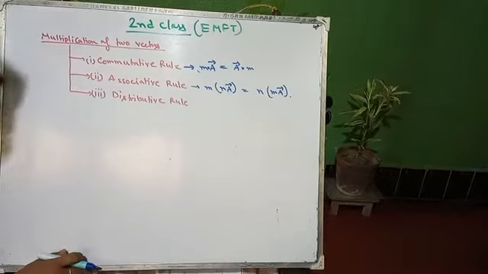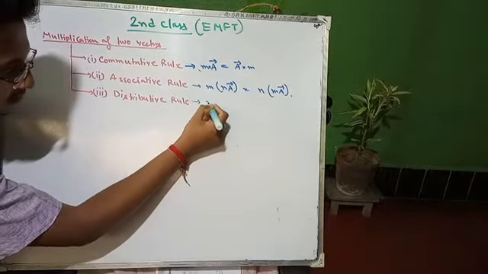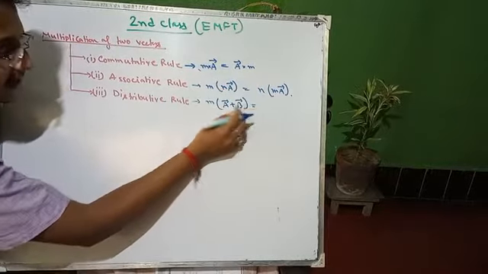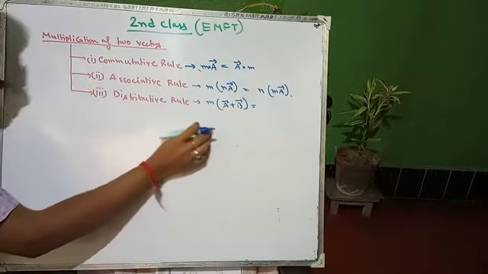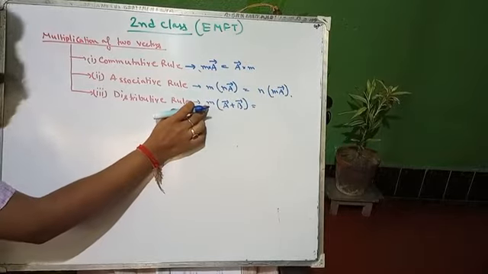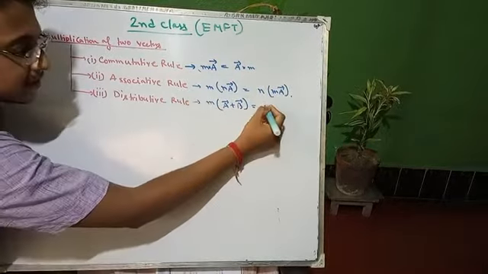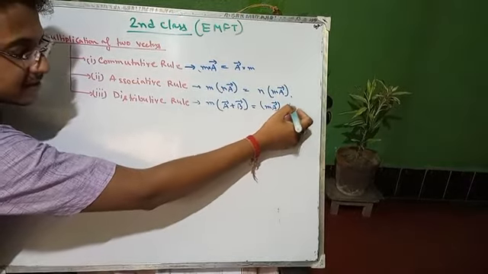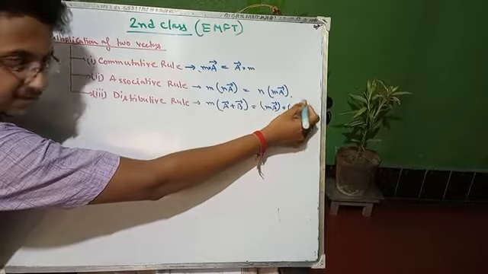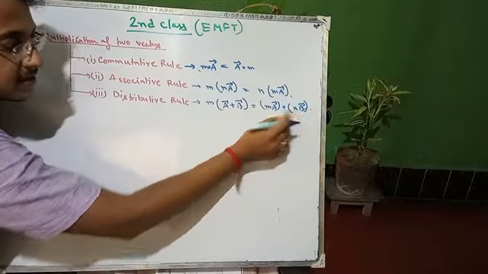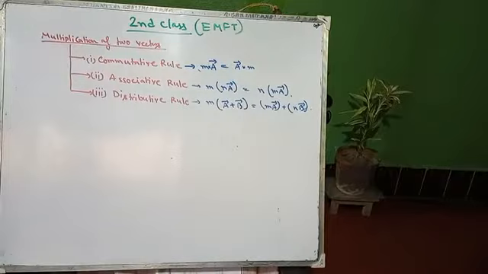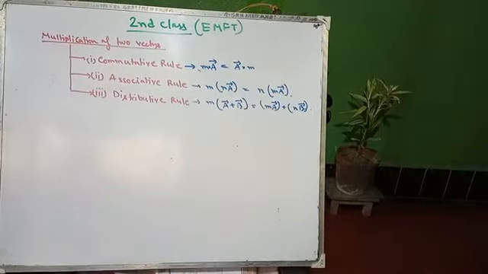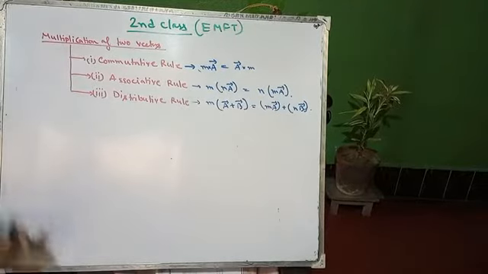And now the distributive rule. What is the distributive rule? m into a vector plus b vector. Suppose we add these two vectors first and multiply with a scalar m. Then m will multiply a vector, and similarly n will multiply b vector, then your result looks the same. So m into a vector plus b vector equals m into a vector plus n into b vector. These are three basic rules for multiplication.